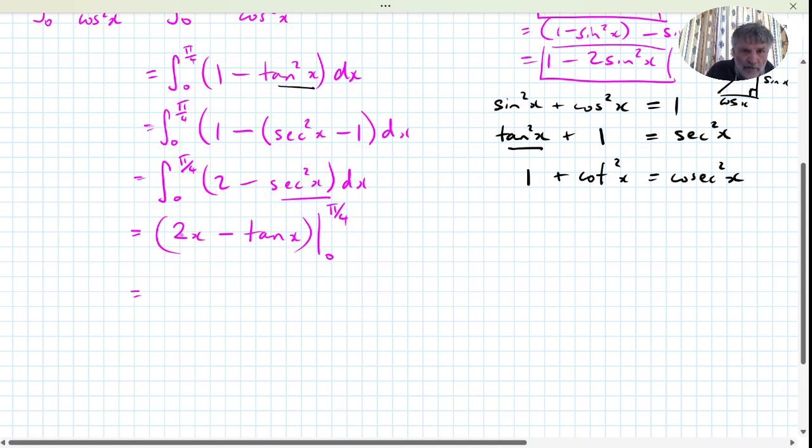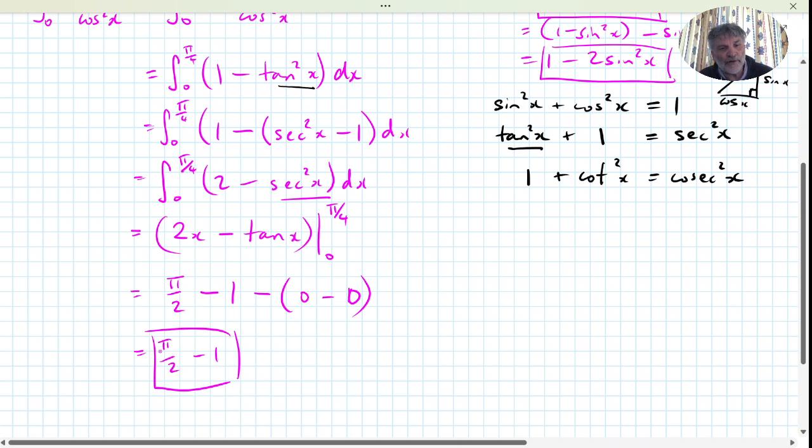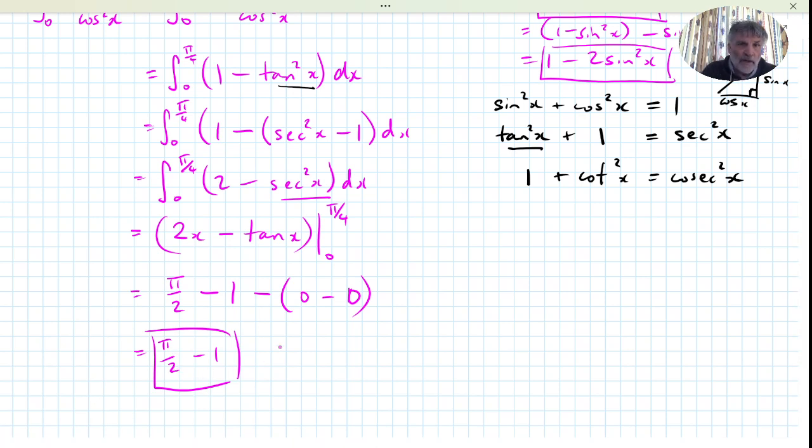So putting pi over 4 in, pi over 4 times 2 is pi over 2. Tan of pi over 4 is 1. And put 0 into both of these, you're going to get 0 minus tan of 0 is 0. So this is our exact form. We don't need to simplify that anymore. Pi over 2 subtract 1. And we're done for part A.